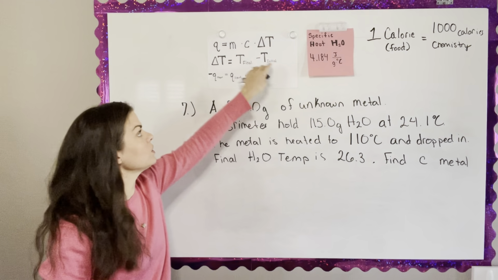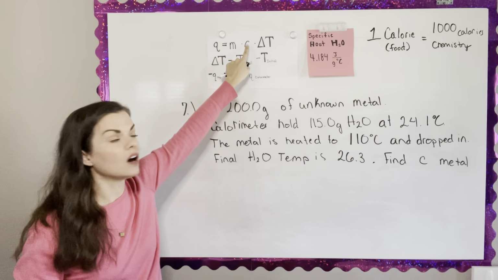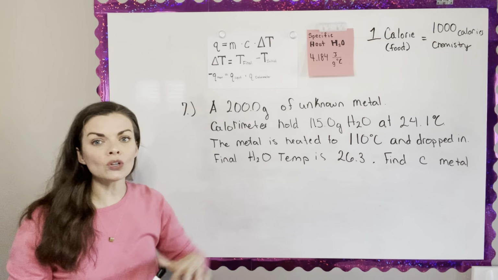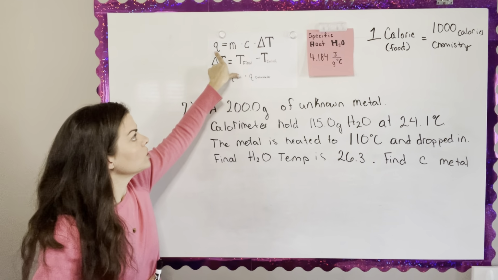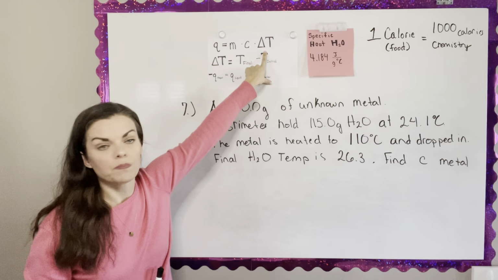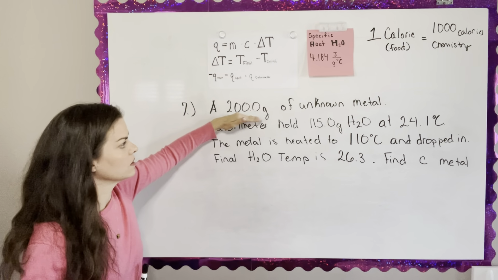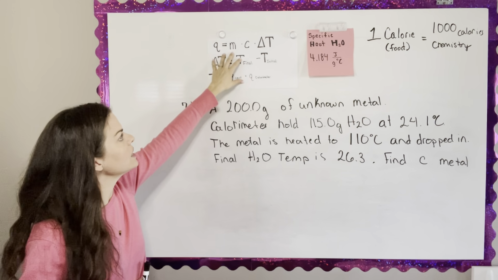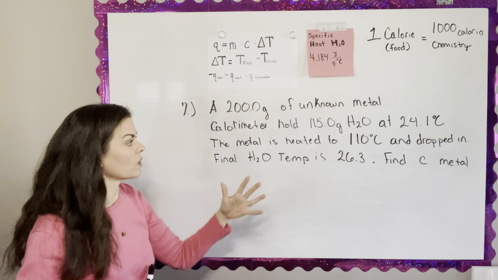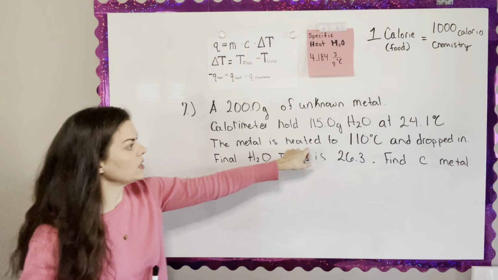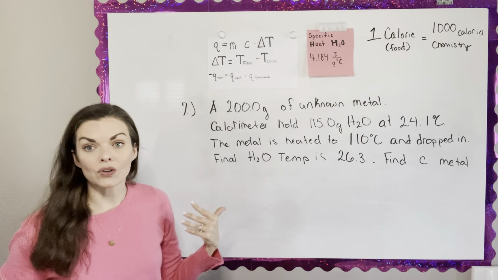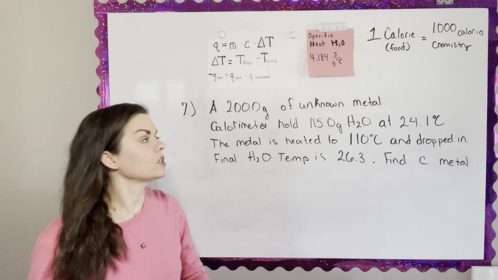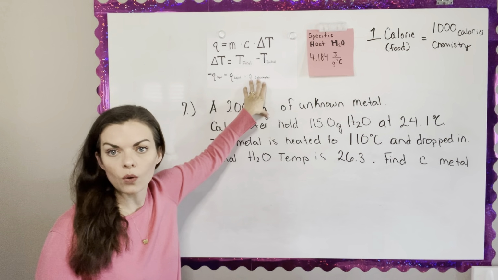And so we're looking for the specific heat of the metal. To find the specific heat of the metal, I need to be able to answer Q, M, and delta T. Now they told me the mass. I know the mass of the metal. And they told me the temperature difference, right? I know the metal is going from being 110 degrees. And so let's see what we need to calculate to find the Q. And they actually tell you to ignore the calorimeter.